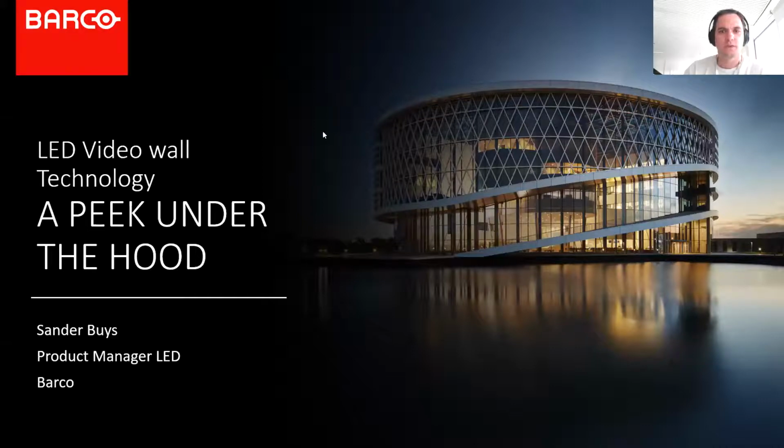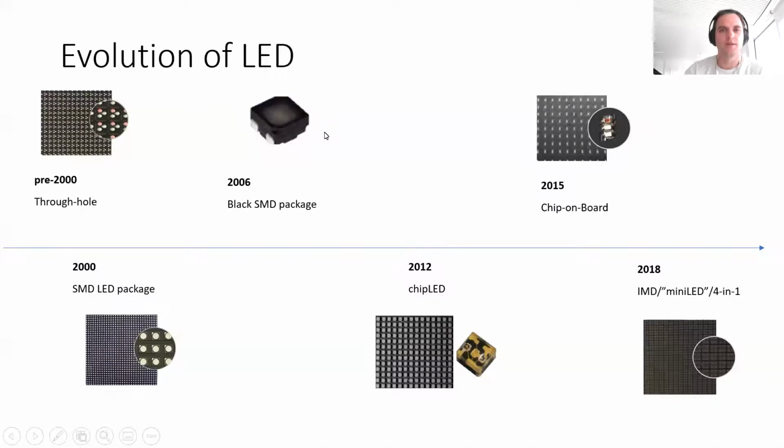So to start off with, the evolution of LED. This is actually something that my colleague Todd already talked about. I'm not going to spend too much time on this, but just want to point out that as Barco, we've been around from the early beginning when LED technology was emerging. Prior to 2000, we had the through-hole LEDs, which were predominantly used in outdoor applications. And there's even still today a couple of Barco LED displays at Times Square, New York, for example, just to give you an idea how far back we go.